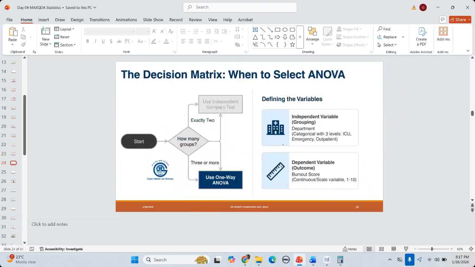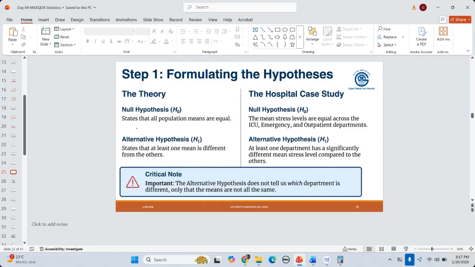So when it comes to conducting the ANOVA test, my hypothesis says that all population means are equal. If I convert it into my case study, the mean stress levels are equal across the ICU, emergency, and outpatient. I collected data from the people in 3 departments. I'm saying that irrespective of the department they're working in, their mean stress levels are equal. There are no differences. That is my null hypothesis. When it comes to the alternative hypothesis, at least one department has a significantly different mean stress level as compared with the other departments.